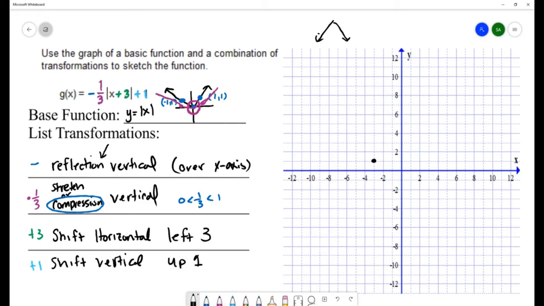So when I draw this graph, I'm going to draw the next 2 points to be 1/3 down from where we were. And now we can see a sketch of our graph. So we have the graph of g of x equals negative 1/3 absolute value of x plus 3, plus 1.